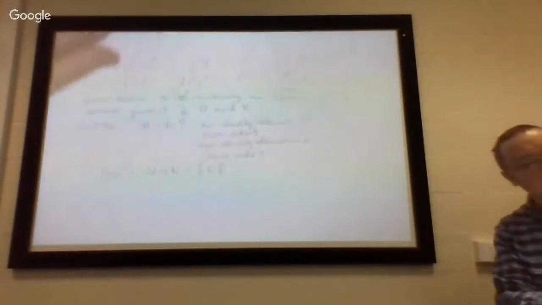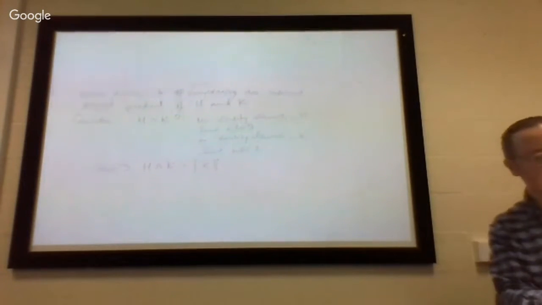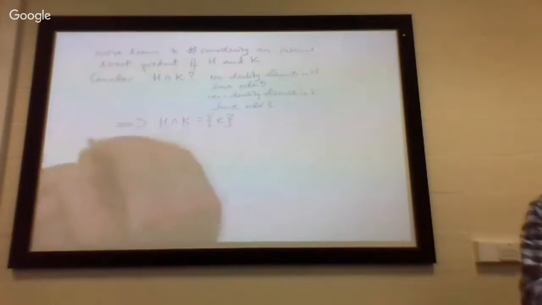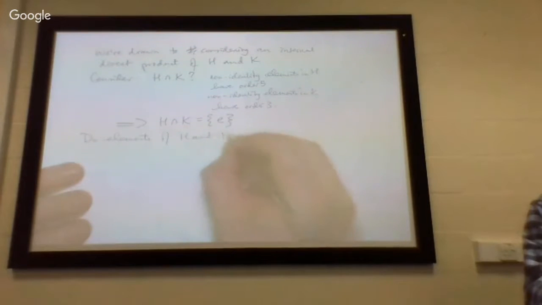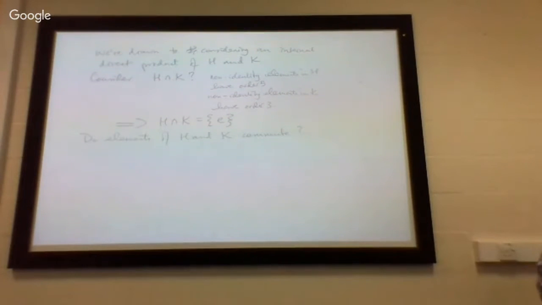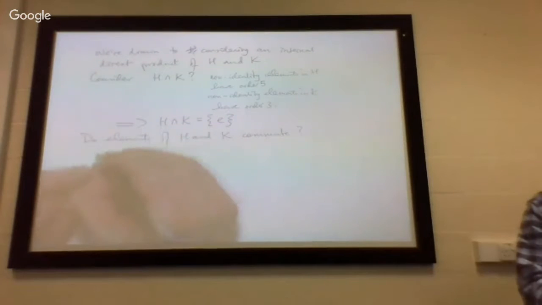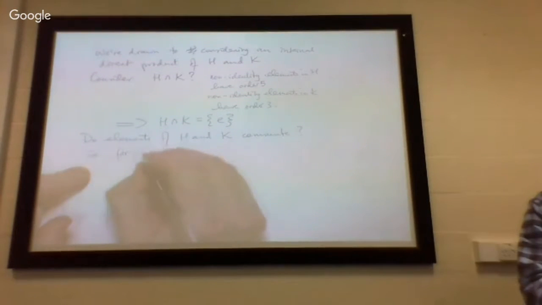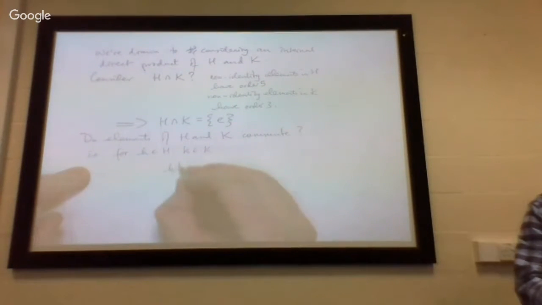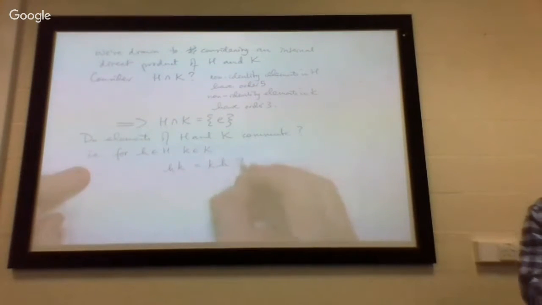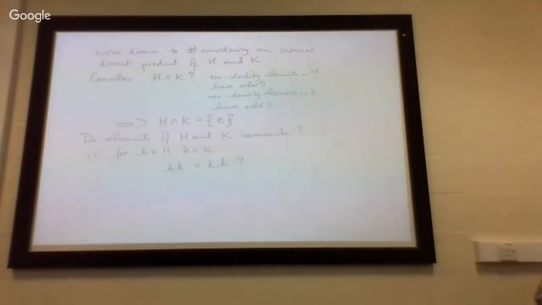The next question to address, if we're thinking of doing an internal direct product, is do elements of H and K commute? We're just dealing with some abstract group G. We've no reason to think G is abelian. We have to consider the possibility that it's non-abelian. So this is the question, i.e. for a little h in H and a little k in K, is hk equal to kh? I'm not asserting that, I'm just asking the question.